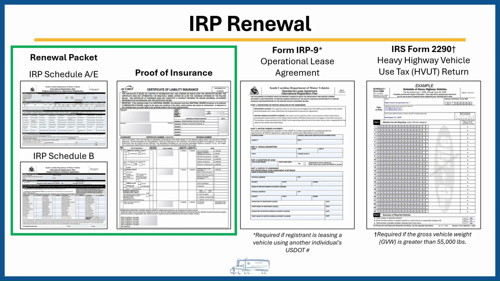If you have an operational lease agreement with another party in order to run under their US DOT number, then you will need to have a Form IRP-9 on file, which documents your arrangement with them. If your vehicle has a gross vehicle weight of over 55,000 pounds, which is 27.5 tons, then you will need to provide an IRS Form 2290.